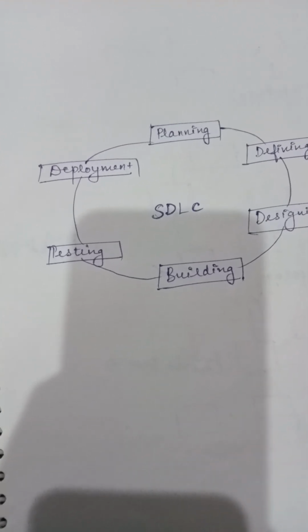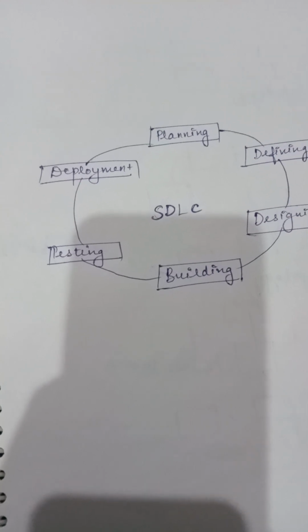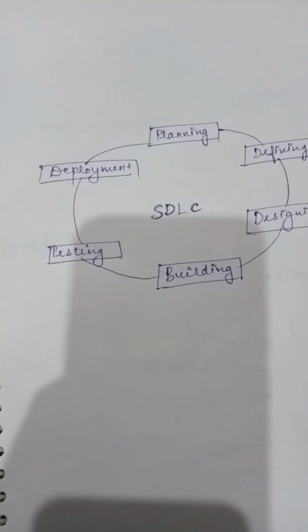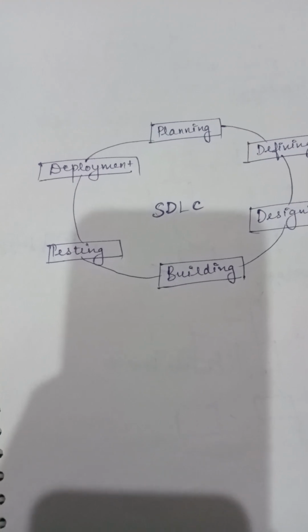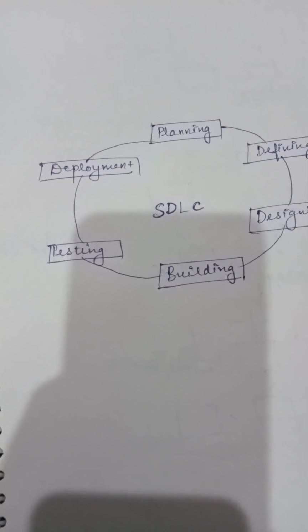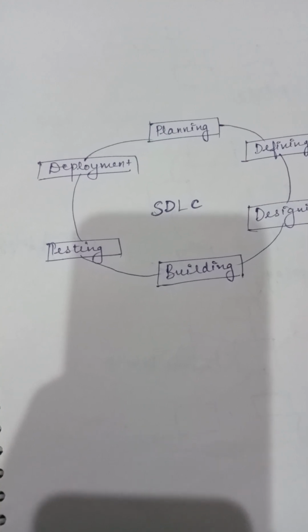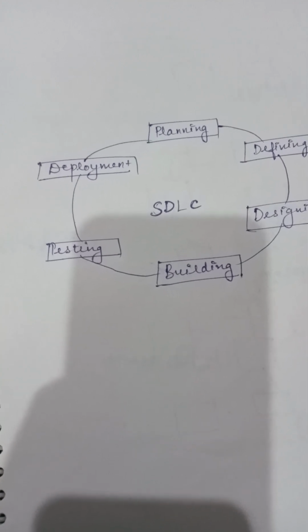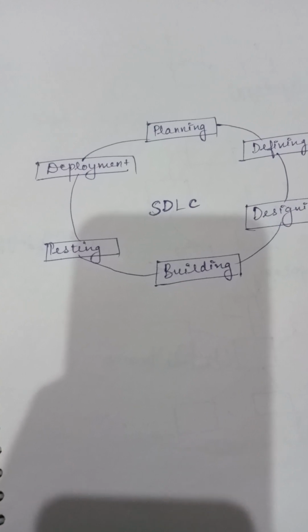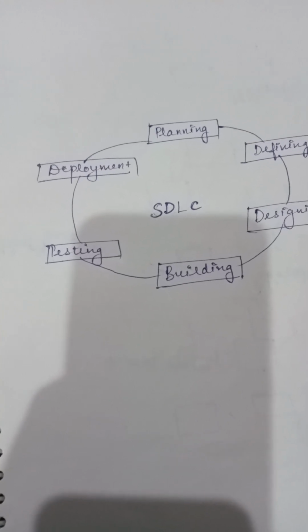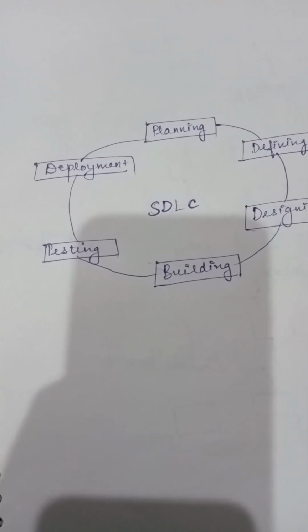The fifth stage is the testing of the product. This stage is usually a subset of all the stages, as in the modern SDLC model the testing activities are mostly involved in all the stages of SDLC. However, this stage refers to the testing only stage of the product, where product defects are reported, tracked, fixed and retested until the product reaches the quality standard defined in the SRS.